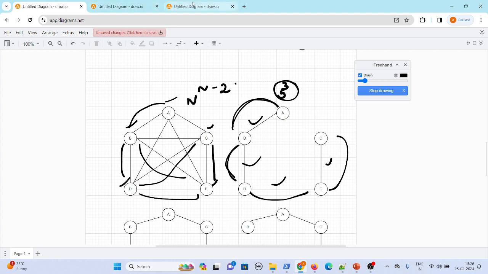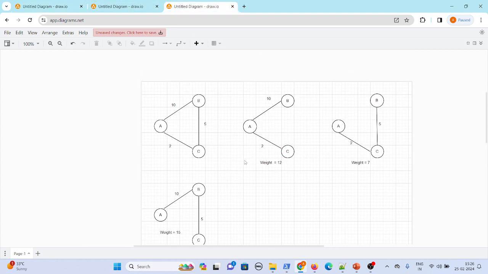Now first we'll talk about the minimum spanning tree. It is applicable for weighted graphs. We already spoke about spanning trees for undirected connected graphs. In a minimum spanning tree, you add one more condition: weighted undirected connected graphs. This is a graph in which you have weights on your edges. Now I have to create a spanning tree out of this.